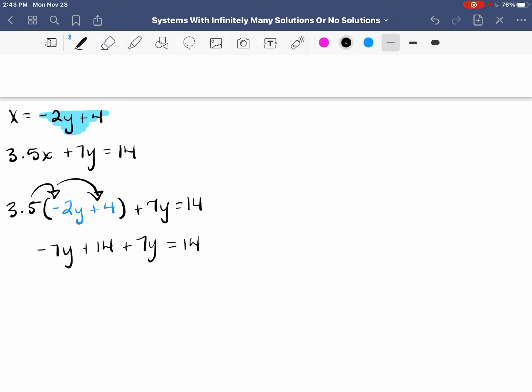Now, negative 7y plus 7y gives us 0. You have $7, you lose $7, you have $0. So we got 14 is equal to 14. This statement holds true because 14 is equal to 14. And so if your solution is like this, it means you have infinitely many solutions.